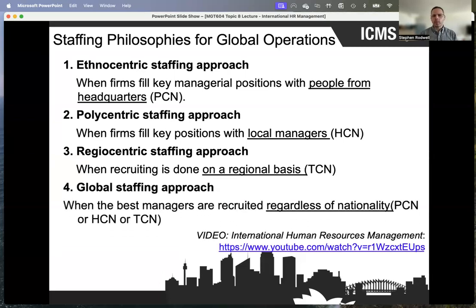And a global staffing approach, when the best managers are recruited regardless of nationality. So then we say, well, we're not actually focusing on whether they're parent country, third country, or host country. It's not relevant to us. We just want to know how good they're going to be as a leader. That's the most important question. And anything else we can train them to do. Okay, so different approaches there. Again, very often it's different horses for different courses, and there's no fixed approach. It's more a case of, well, what's the situation? What's going to work best in this situation for a company?